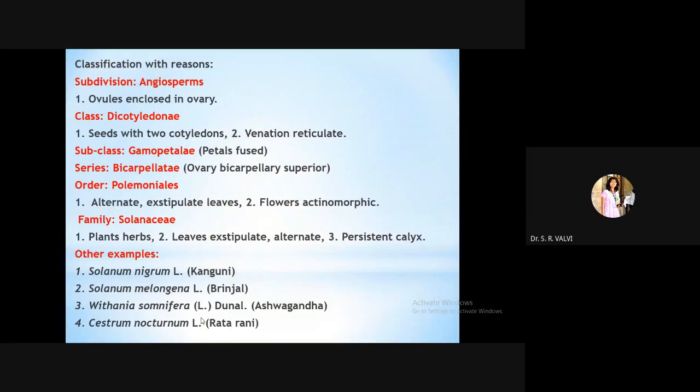This is the classification of this family. It is coming under angiosperm, class Dicotyledon. Then yes, petals are fused, hence gamopetalae. Carpels are 2, hence the series is bicarpellatae. Then polemoniales because the leaves are exstipulate and flowers are actinomorphic. And why is it family Solanaceae? Because the persistent calyx is present, leaves are exstipulate and alternate or subopposite, and plants are herbs in condition. So likewise this is the classification of this Datura stramonium.